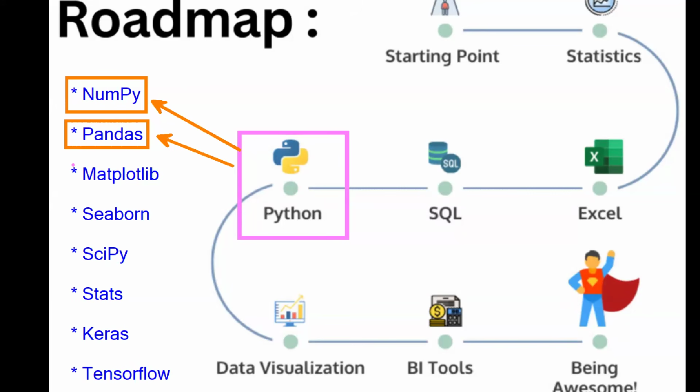Whereas Matplotlib and Seaborn, both are used for data visualization. We discussed it, right? Bar charts, pie chart, donut chart. Okay, now we can create all the charts using Matplotlib and Seaborn. They're designed for data visualization. Okay. Next we can find here SciPy and Stats.